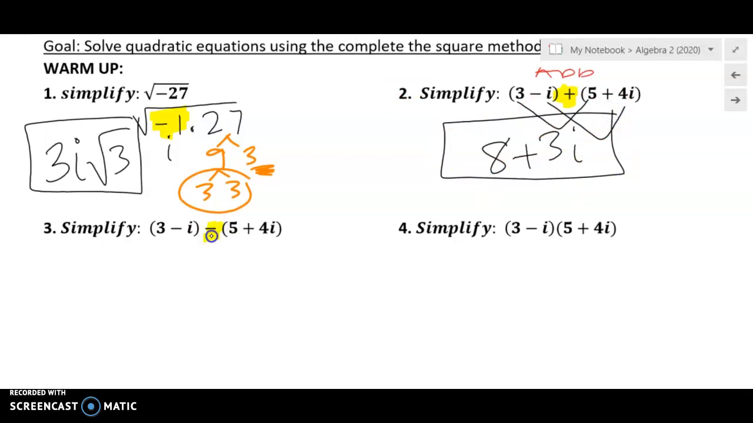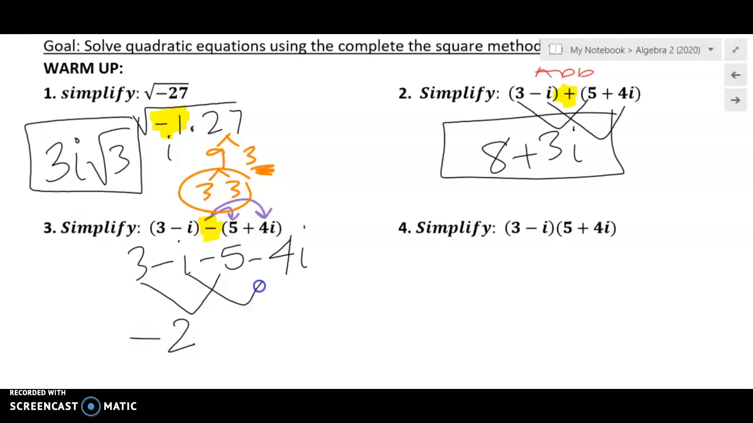This next one is a little bit different because it has a subtraction. And for subtraction, you need to distribute the negative. Don't do anything with the front, but distribute the negative, so that becomes a negative 5, and that becomes a negative 4i, and then you combine like terms. So 3 minus 5 is negative 2. Negative i minus 4i is negative 5i. So it's very similar, you just have to distribute the negative.